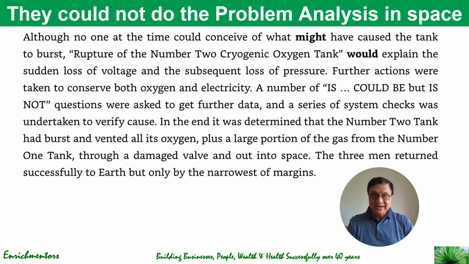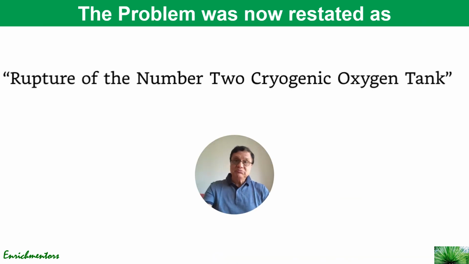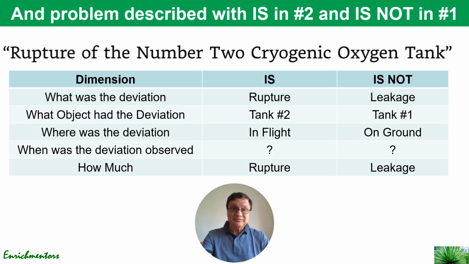Now, thanks to the contingent actions of conserving electricity as well as oxygen, all three people returned safely to the earth, but only by the narrowest of margins. And still we haven't found the root cause of the problem, right? So the problem was now stated as rupture of number 2 cryogenic oxygen tank, and we still haven't found the root cause. What caused this? So let's look at how we find that.